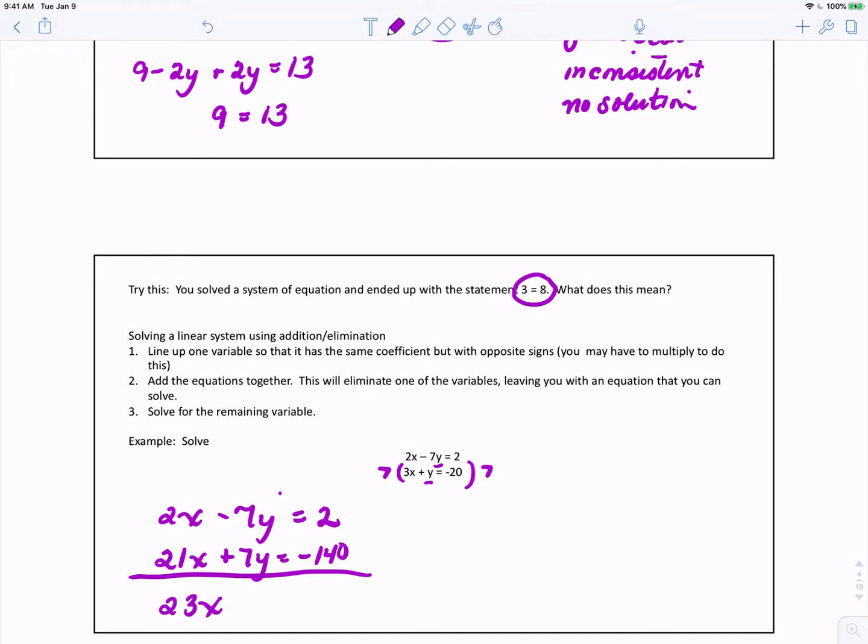23x, 7y and -7y are 0. In other words, y has been eliminated. 23x is equal to -138. And if we divide both sides by 23, 138 divided by 23 is 6. So x turns out to be 6. So now we know that the x-coordinate of the point of intersection is 6. We have to find the y-coordinate. In any of these equations, it doesn't matter which one, you can replace x with 6 and solve for y.